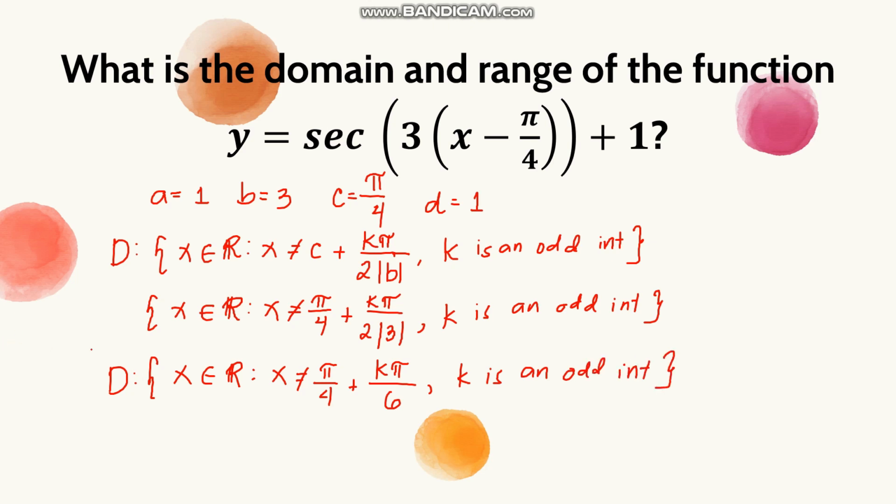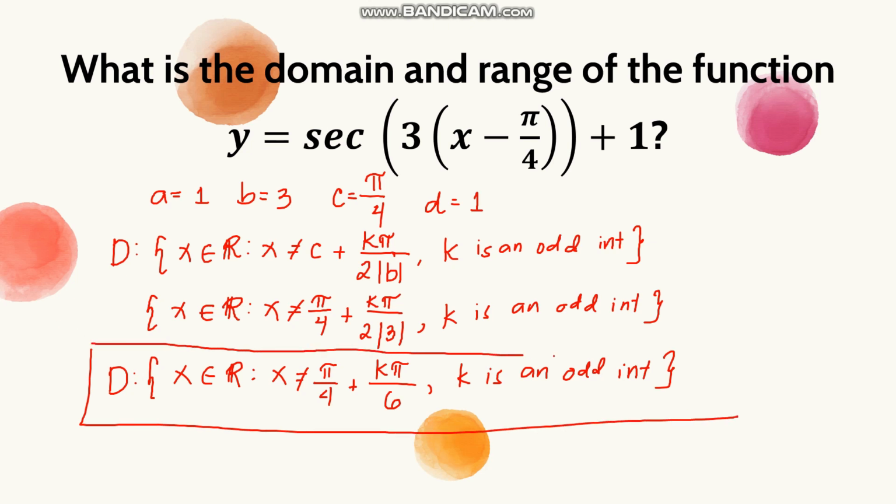And then that's it. This is now the domain of our function. So any real numbers can be used as long as it will not satisfy this given condition. So all the values of x that will satisfy this restriction right here should not be part of our domain. So that is now the domain of this given function.